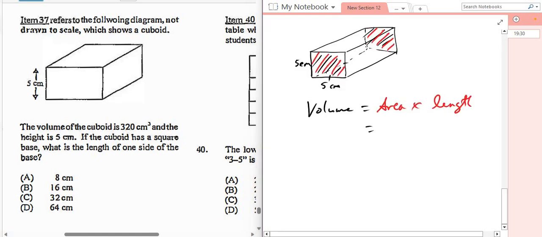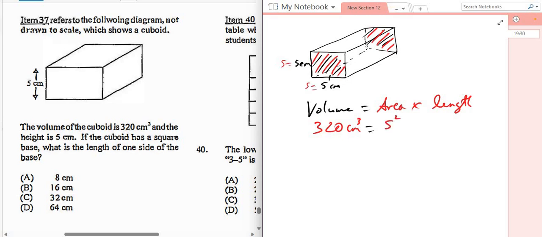Volume of prism is area times length. What's the volume we're given? 320. Alright, the volume is 320. What's the area of the cross section? What's the area of a square? 5 times 5. Length by width, or you can say S squared. This side multiplied by this side. So it's S squared, and in this case it'll be 25, right? So we got 25, the area of the cross section.